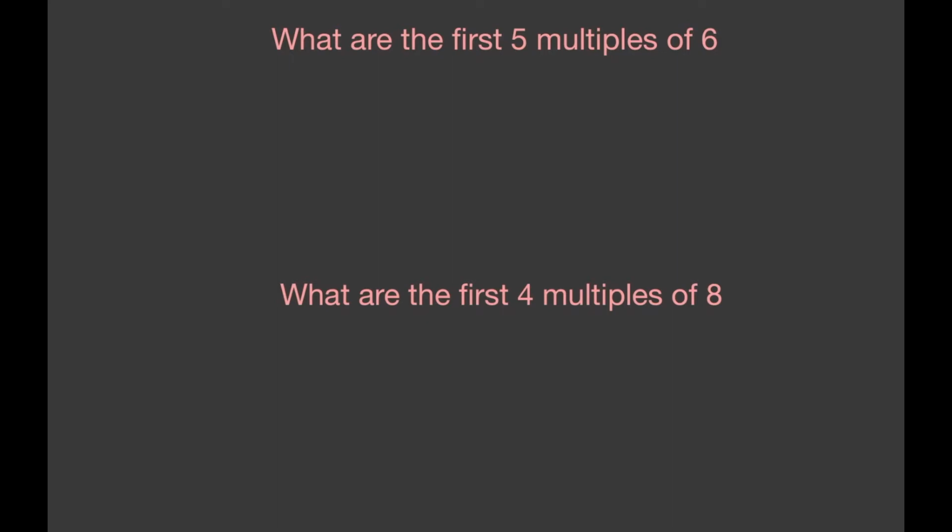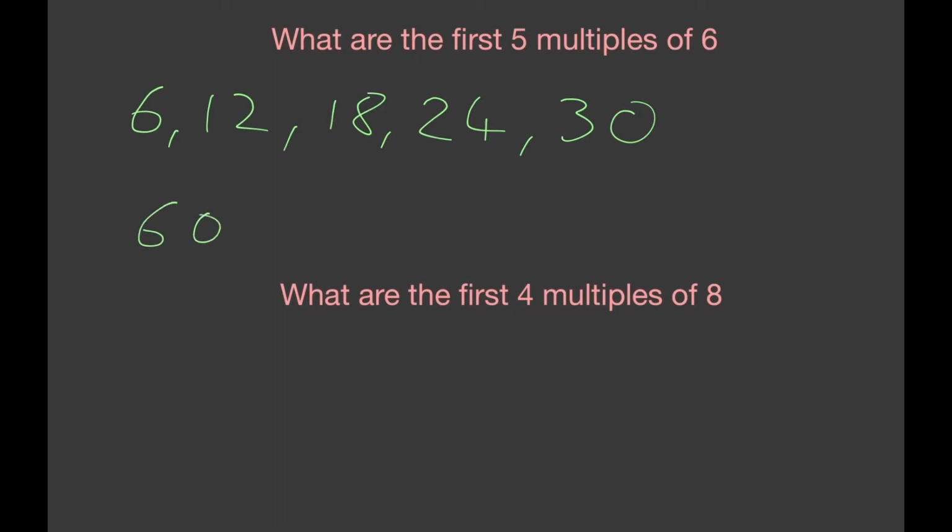So if we had a look at 6 and we were told to list the first 5 multiples of 6, we would have 6 as our first one, 12 as our second multiple, 18 as our third, 24 as our fourth, and 30 as our fifth number. And each one of these numbers is a multiple of 6. Another example of a multiple of 6 would be 60, for example, or 42, because these numbers are in the 6 times table. So let's have a look at one more example of multiples.